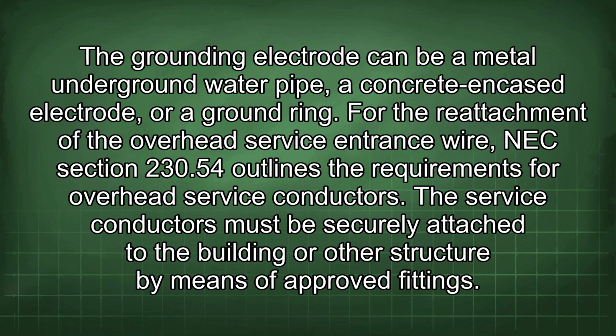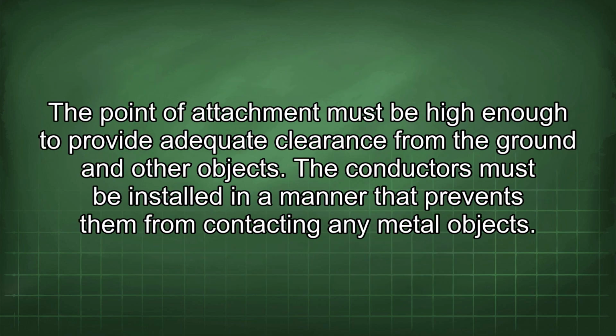For the reattachment of the overhead service entrance wire, NEC Section 230.54 outlines the requirements for overhead service conductors. The service conductors must be securely attached to the building or other structure by means of approved fittings. The point of attachment must be high enough to provide adequate clearance from the ground and other objects. The conductors must be installed in a manner that prevents them from contacting any metal objects.